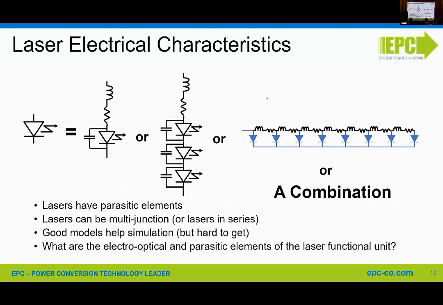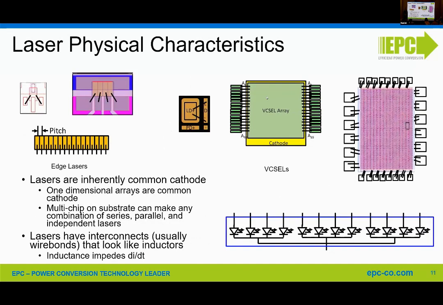Not only that, sometimes there'll be lasers in series. You could have multi-junction lasers, or you can have multiple discrete lasers in series as well. And then there's also areas where there's going to be lasers in parallel. And all of these combinations do add stray elements, particularly inductance, to the circuit.